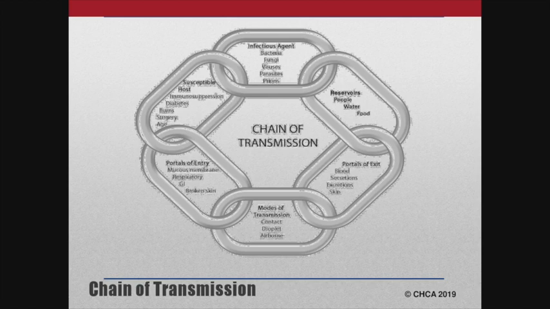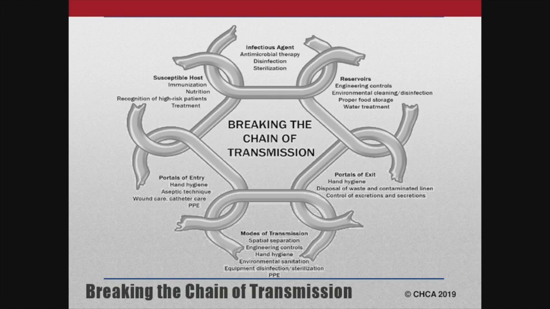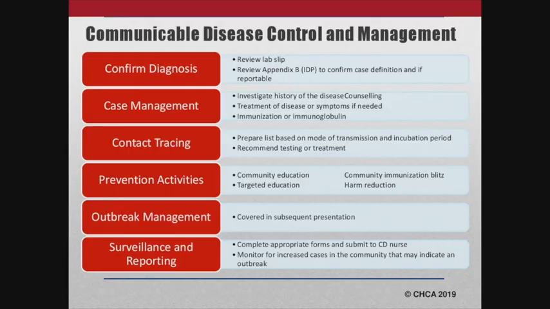The chain of transmission, of course, is pictured here. This involves the infectious agent, reservoirs, portal of exit, modes of transmission, portals of entry, and suspected host. If any of these are compromised, then of course we run into issues, and there are strategies as to what could be used within each one of these different links in the chain of transmission.